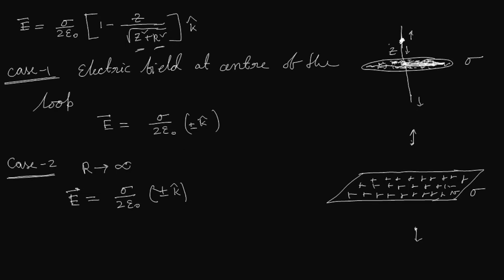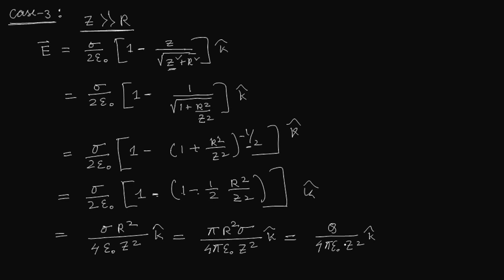That's why we are getting the electric field like this, Q divided by 4 pi epsilon naught z square. So if we look from a large distance, this whole charge distribution will appear as a point charge seated at the center of the circular loop. So at large distance the electric field will drop like 1 by z square.